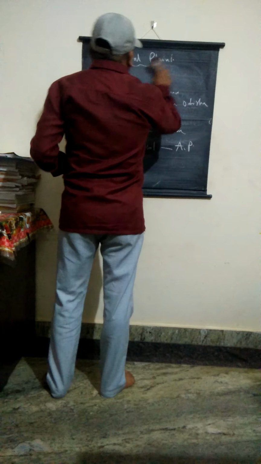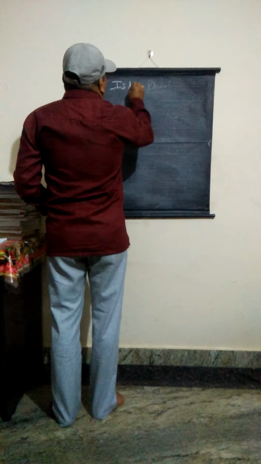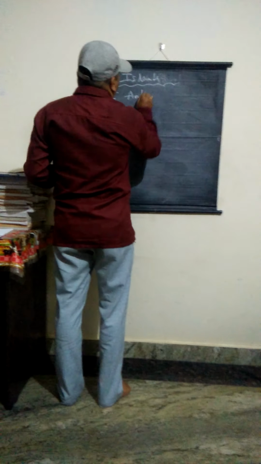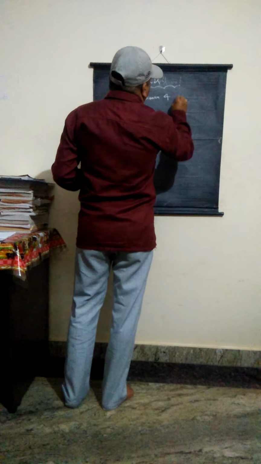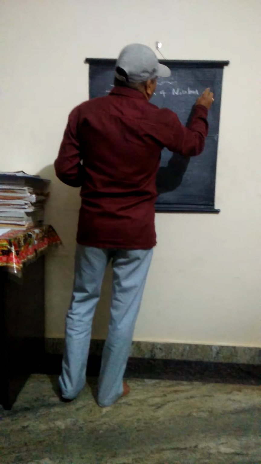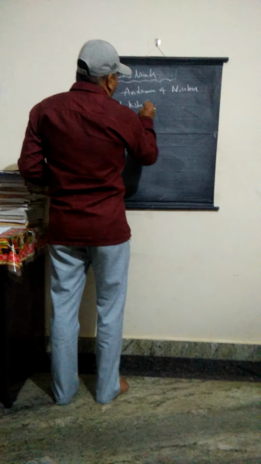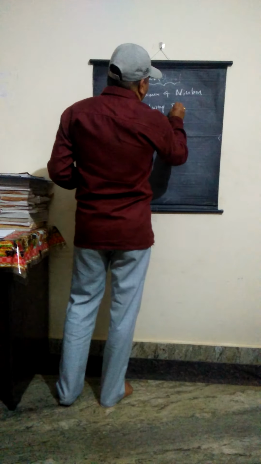So next we can discuss the islands. The last one is islands. Indian islands are two groups of islands. Number one is Andaman and Nicobar Island. The second one is Lakshadweep Islands.